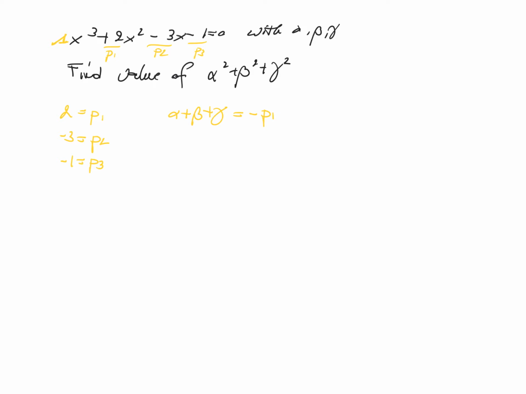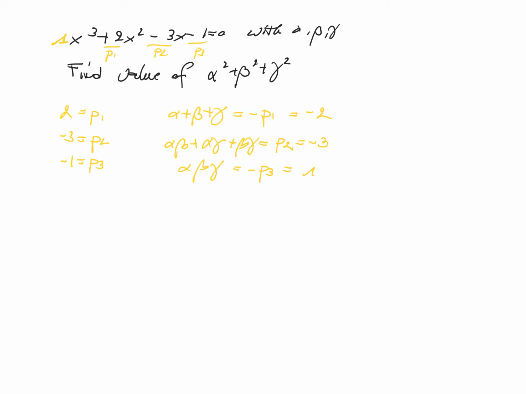The sum of the products of two roots, so alpha beta plus alpha gamma plus beta gamma, is equal to P2. And then we also know that the product of the three roots, in this case alpha times beta times gamma, is -P3. So -P1 is -2, P2 is -3, and -P3 is 1.